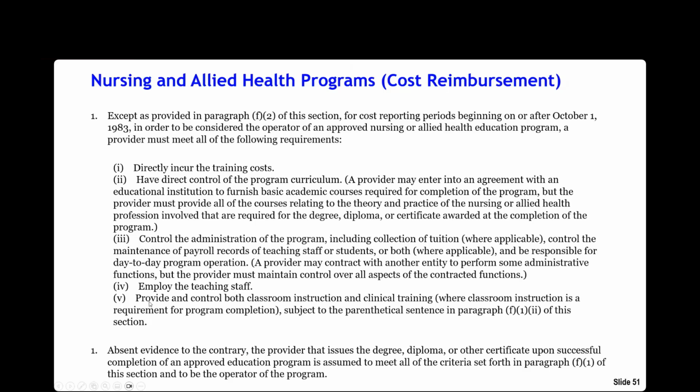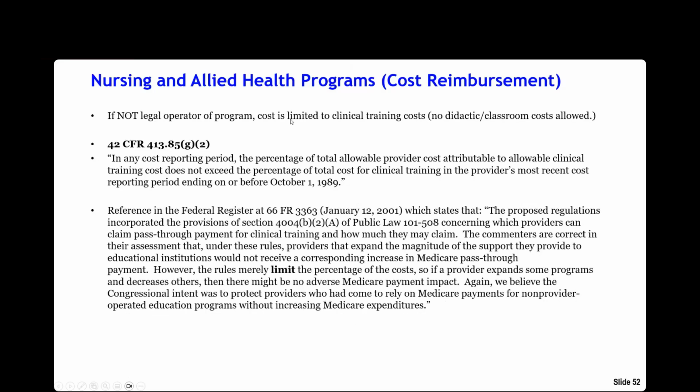Basically, what they now intend is that you have to meet these 5 criteria plus this degree, diploma, or certificate, assuming there is one. So that's where we've been since 2018. And if you don't meet those, you're not the legal operator of the program. But that doesn't mean you're necessarily out everything. It means you're not able to report your classroom or didactic costs, but you might still be allowed your clinical training costs. And the regulation, it's a different regulation that cites that.